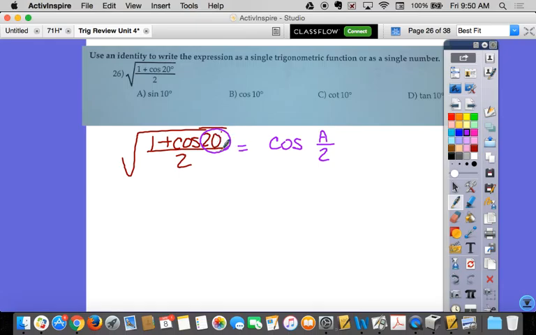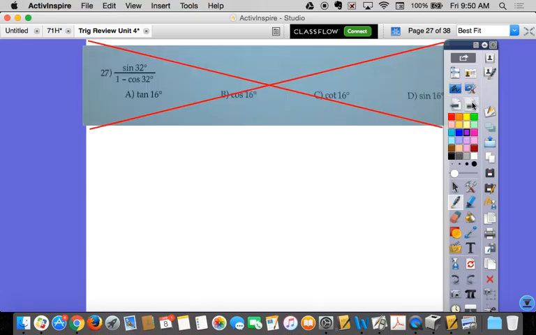Now keep in mind this right here is A. So if you do that, that's going to be cosine of 20 over 2, cosine of 10. Now you can't evaluate cosine of 10. That's why they left it like that. There's your answer.